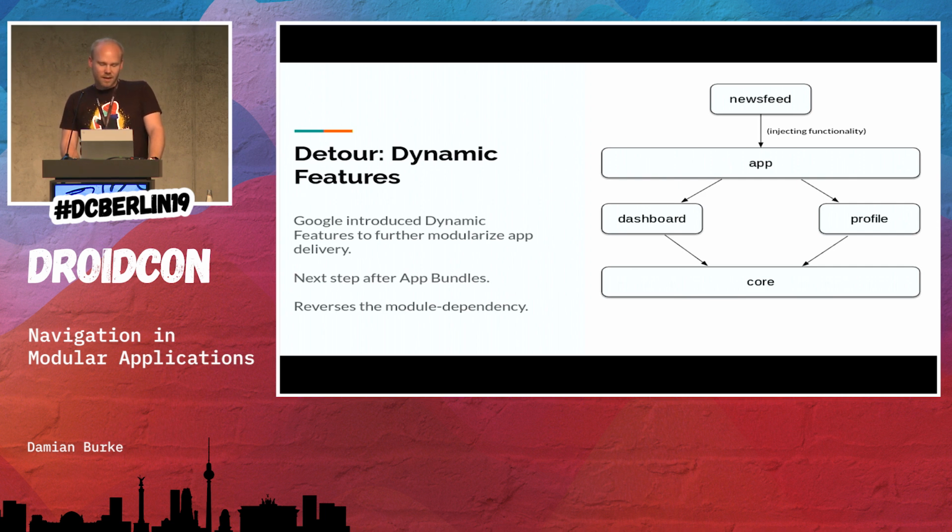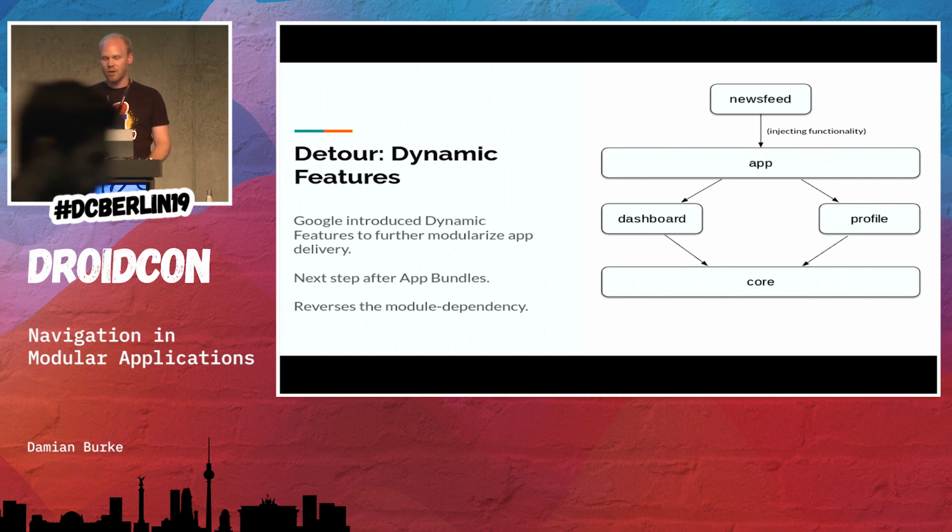Dynamic features have been introduced as an extension of app bundles, basically. App bundles extract resources and build different APKs based on the device configuration and the user configuration. Dynamic feature modules do the same, but with code modules. So instead of extracting resources, it is extracting actual code and loading that back in at runtime. So this has some implications on how we can structure our code and how we can do navigation in our app.